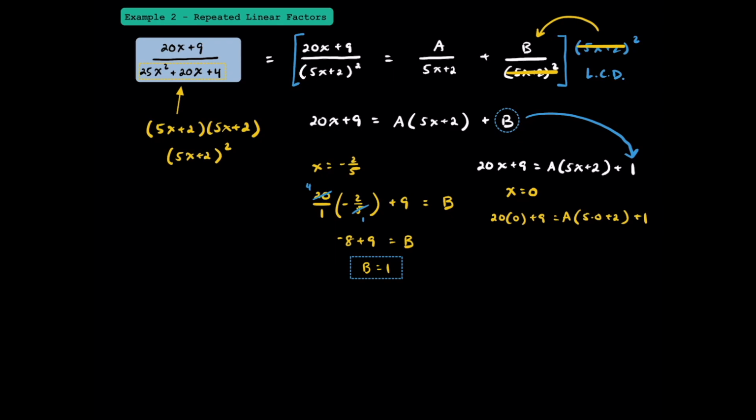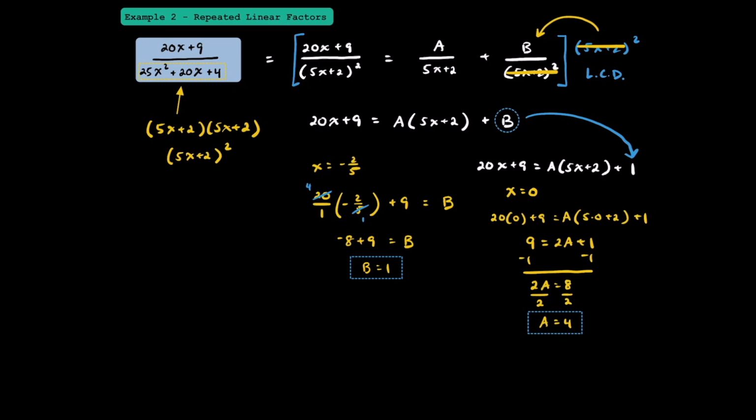20 times 0 is going to be 0, so we're going to be left with 9 is equal to, 5 times 0 is going to be 0, so we're going to have 2a + 1. Subtracting 1 on both sides here, we can say that 2a is going to be equal to 8. Dividing both sides by 2, we can say that a is equal to 4.